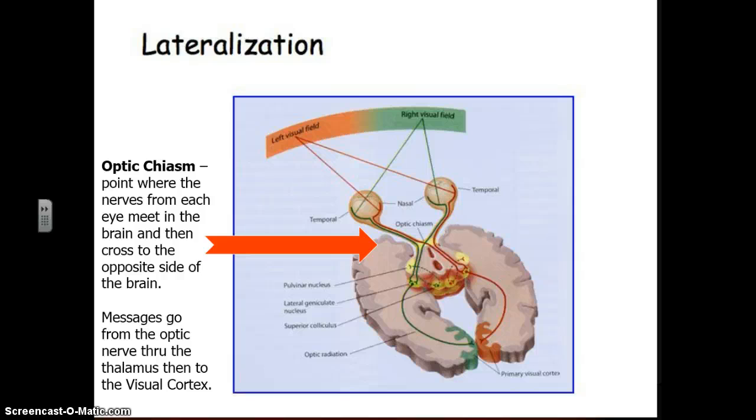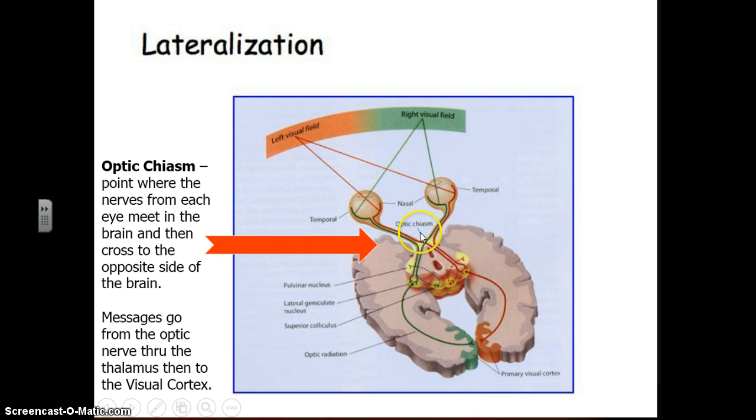And the point where the nerves from each eye meet in the brain and then cross to the opposite side of the brain, that's called the optic chiasm. The optic chiasm is located directly below the hypothalamus. On this diagram, you can see right here is the optic chiasm.